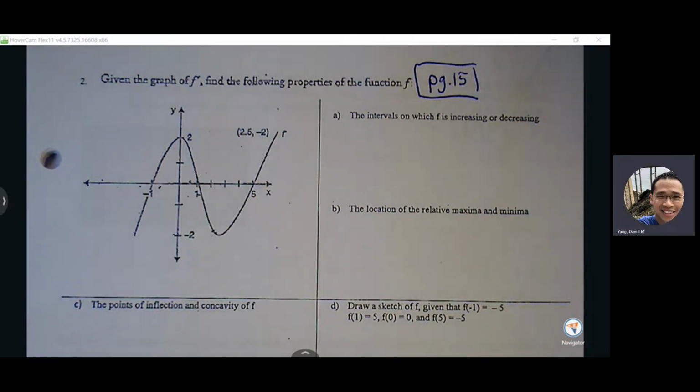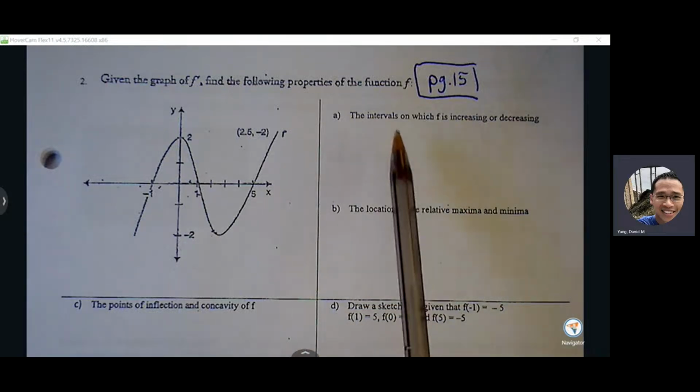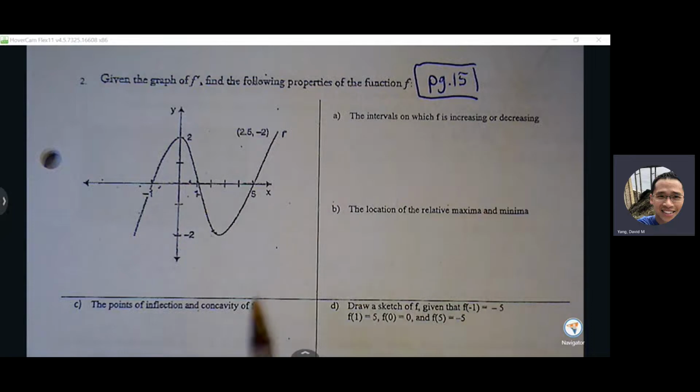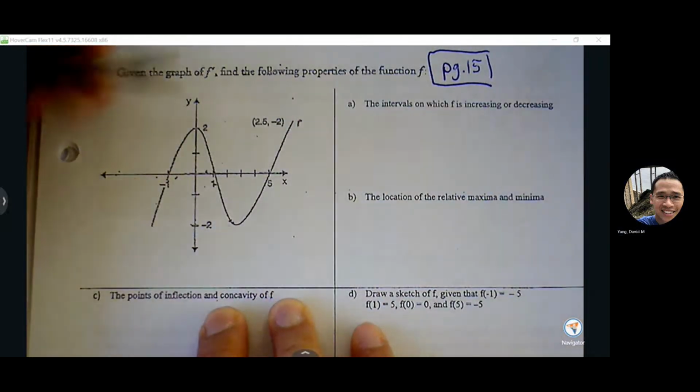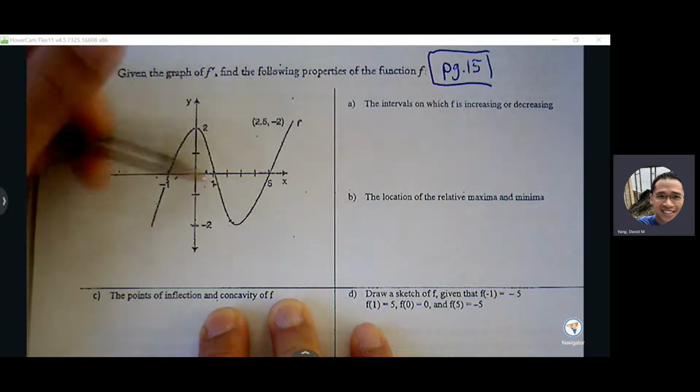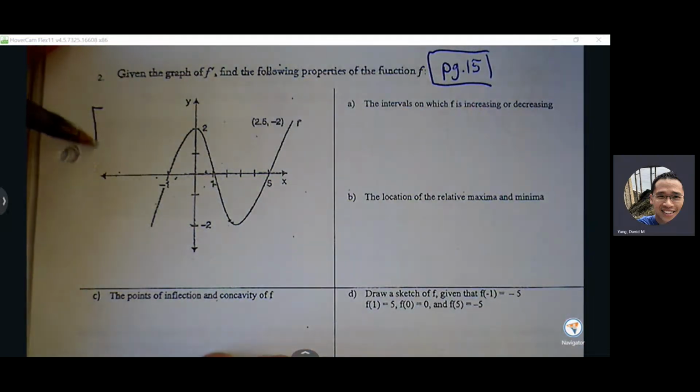Okay, so let's do a derivative graph here. Given the graph of f prime, find the following properties of the function. So basically we're just going to create a first derivative and second derivative sign line. And then we'll sketch the function. And I think let's also practice sketching the second derivative graph as well. Okay, so if I'm looking at my derivative graph, the value that we see is not important, it's really the location here. So go ahead and label.